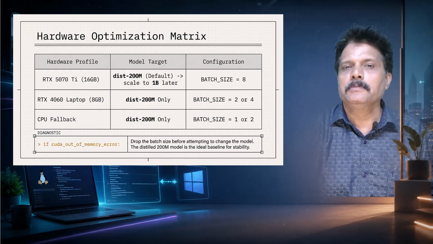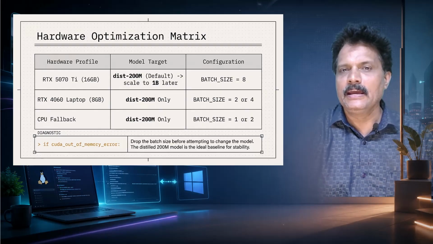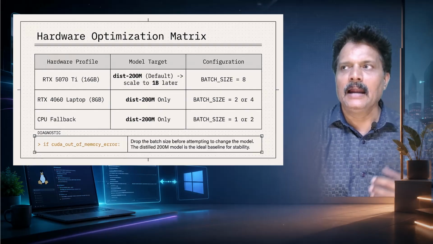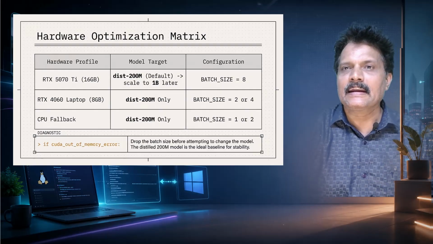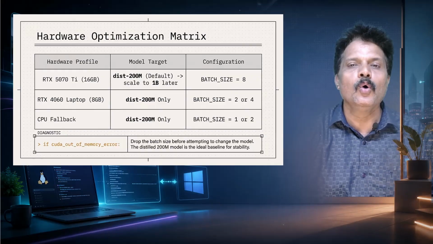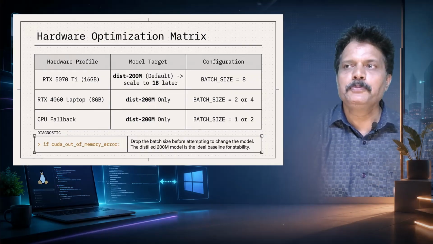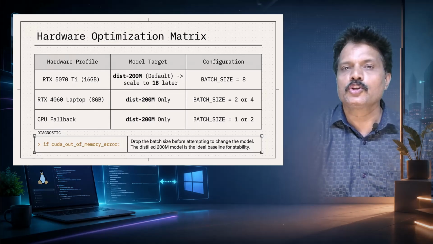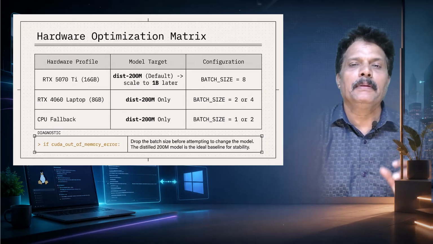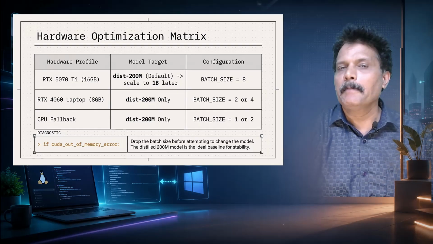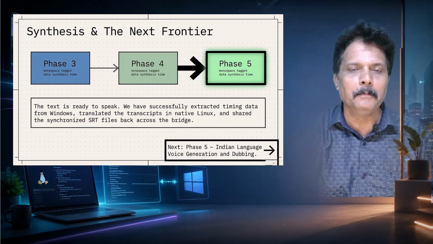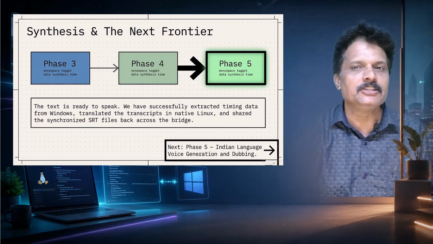For a high-end system such as an RTX 5070 Ti with 16 GB video RAM, the pipeline can use a higher batch size and begin with the stable IndicTrans 2 IndicEn 200 million model, with the option to later experiment with a larger 1B model. For lower video RAM systems such as an RTX 4060 laptop, the same pipeline can still run by reducing the batch size. Overall, this phase is an important foundation for building a complete local Indian language dubbing studio.